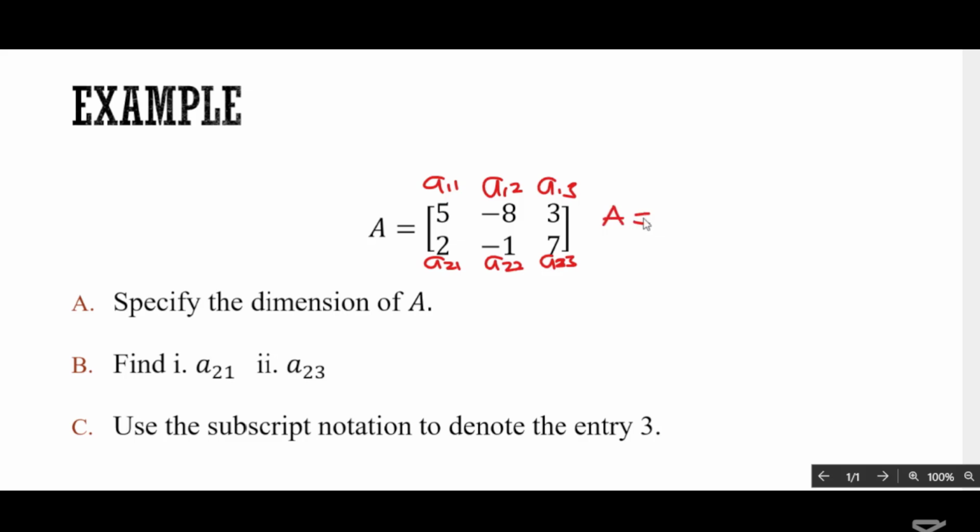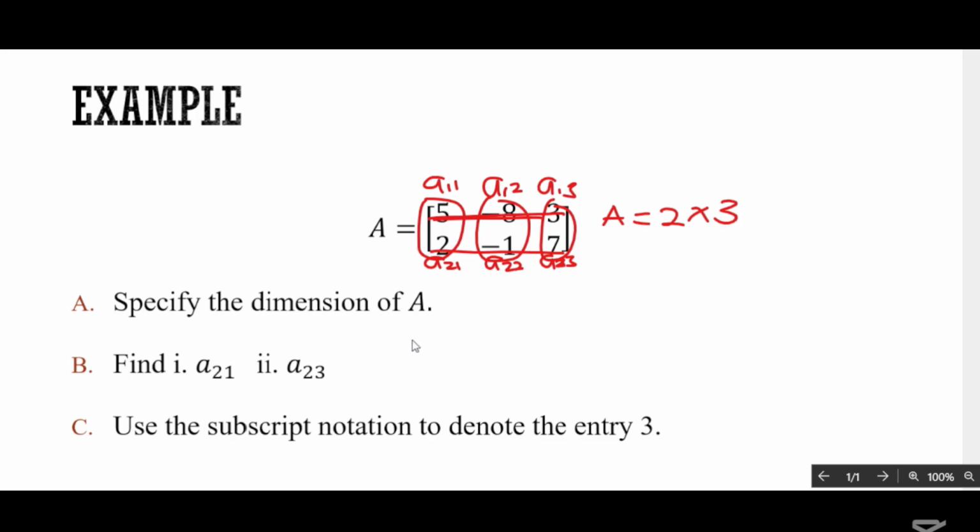So what is the dimension of A? We have 2 rows, one here, another one here. Then how many columns do we have? We have 1, 2, 3. So we have 3. Therefore, the dimension of A is 2 by 3. This matrix is a 2 by 3 matrix.